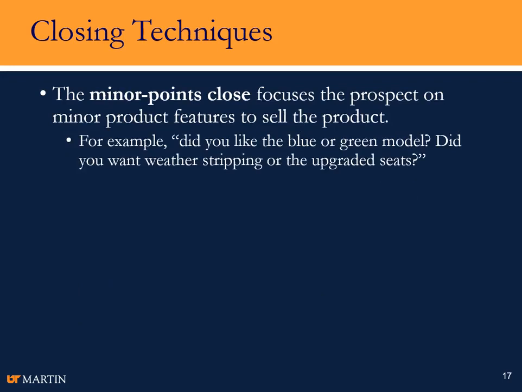Again, related to this is the minor points close. This is going to focus on some minor product features to sell the product. So you might let them choose between a few different things. Do you like the green or the blue model? Did you want the weather stripping or the upgraded seats? Did you have any interest in an internal cab? Anything like that where they're going to be able to make some minor adjustments before they purchase it.